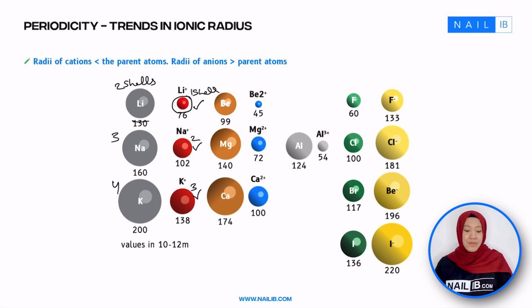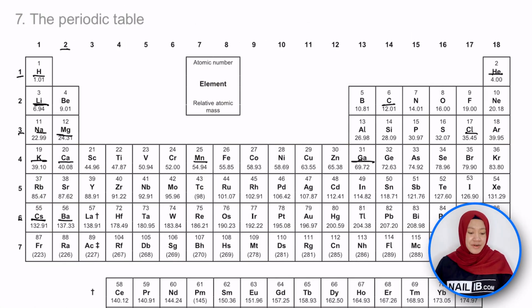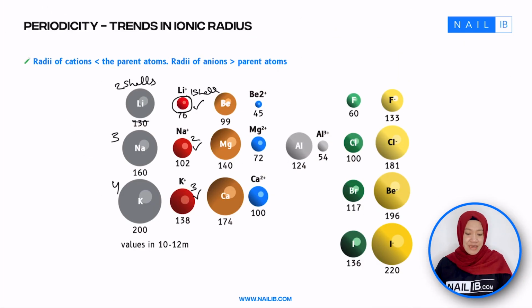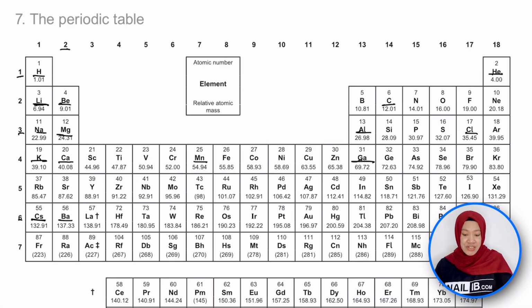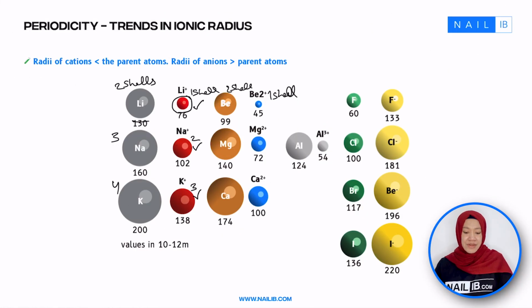The same with Be2+. Be comes from group 2, and loses 2 electrons. Be comes from period 2, so it has 2 shells. So Be has 2 shells, and then Be2+ has only 1 shell because it lost 2 electrons. The same thing with Al. Al has 3 shells, and comes from period 3. So this one, 3 shells, becomes 2 shells, so the size decreases.